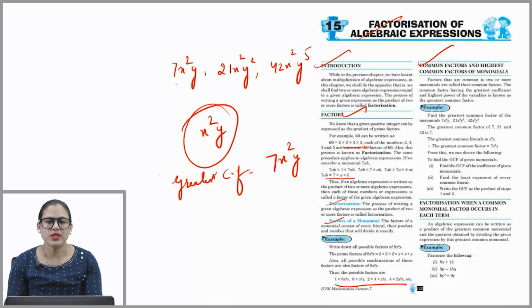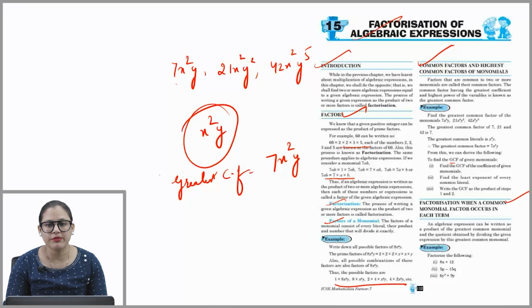From this we can derive the following. We find the GCF, greatest common factor, of given monomials. Number 1, find the GCF of the coefficients of given monomials. 2, find the least exponent of every common literal. 3, write the GCF as the product of steps 1 and 2.